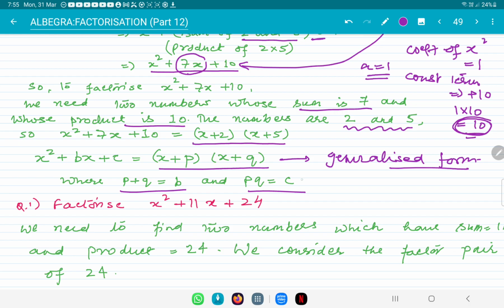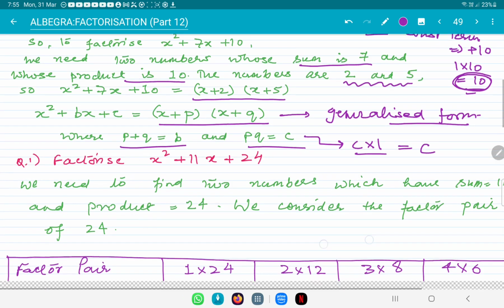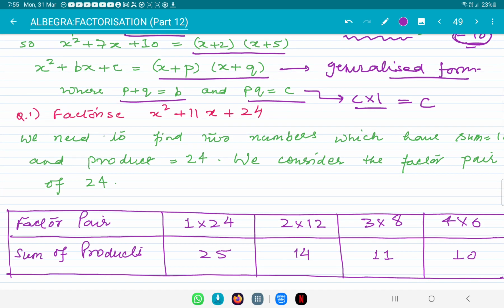Here, the coefficient of x square is 1, so in actual it is c into 1. And since c into 1 is equal to c, we are writing here c only. Hope this thing is clear to you.